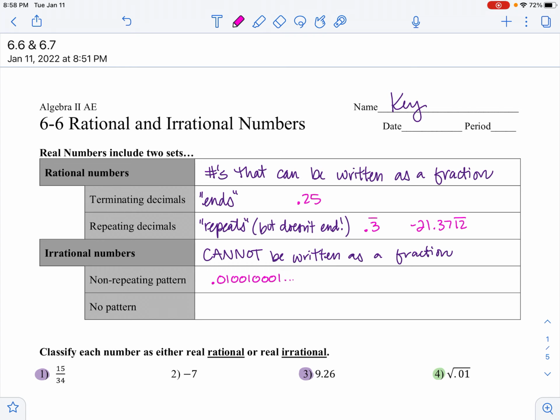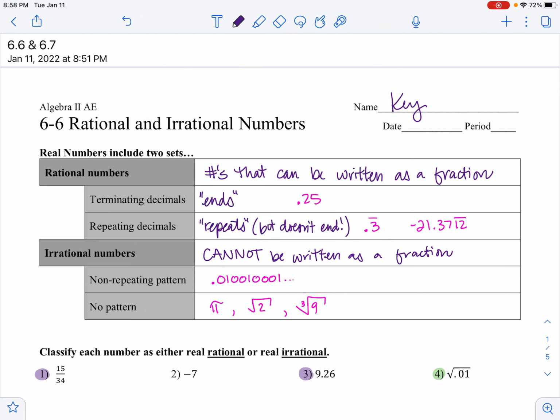Irrational numbers that have no pattern are things like pi, any square root that we don't know, so the square root of 2, and it doesn't have to be a square root. It could also be a cube root. So say we know the cube root of 8. We don't know the cube root of 9. That would also be an irrational number.